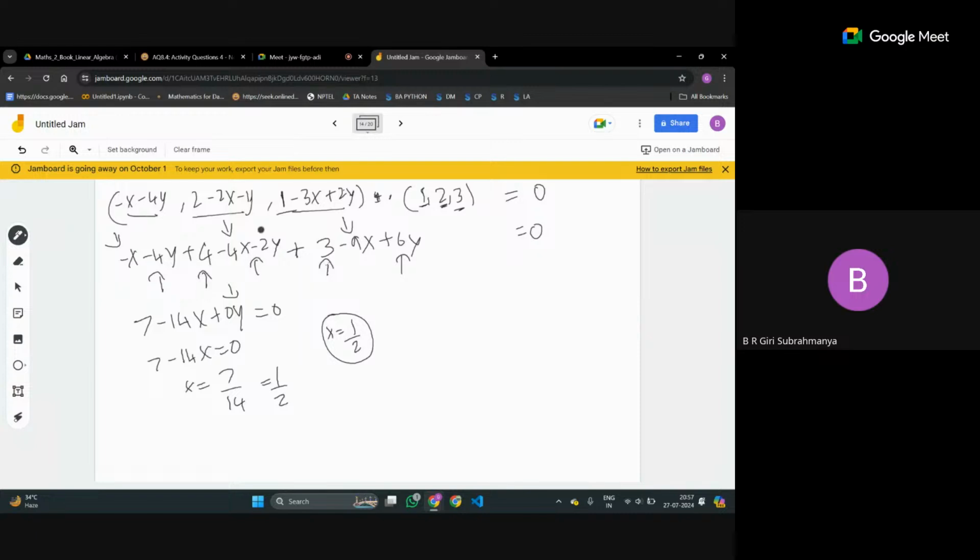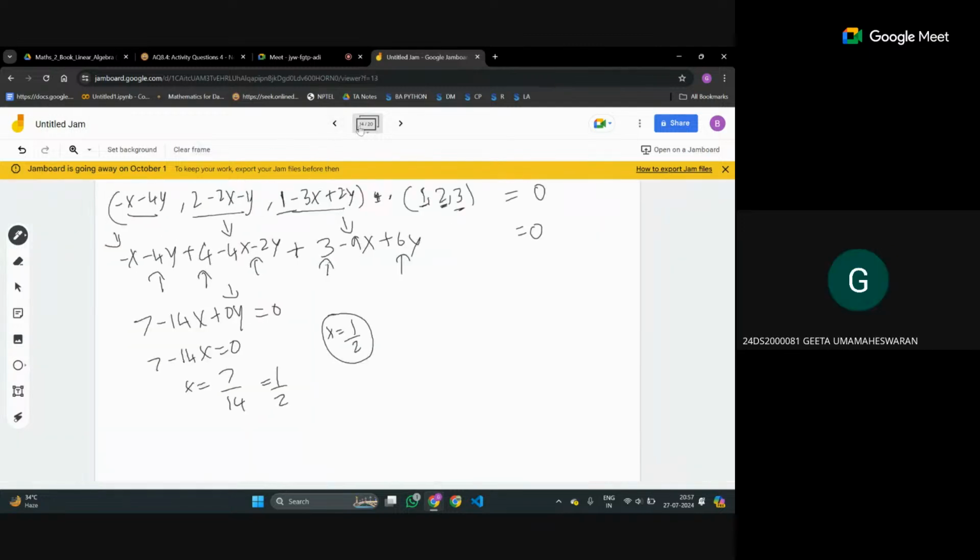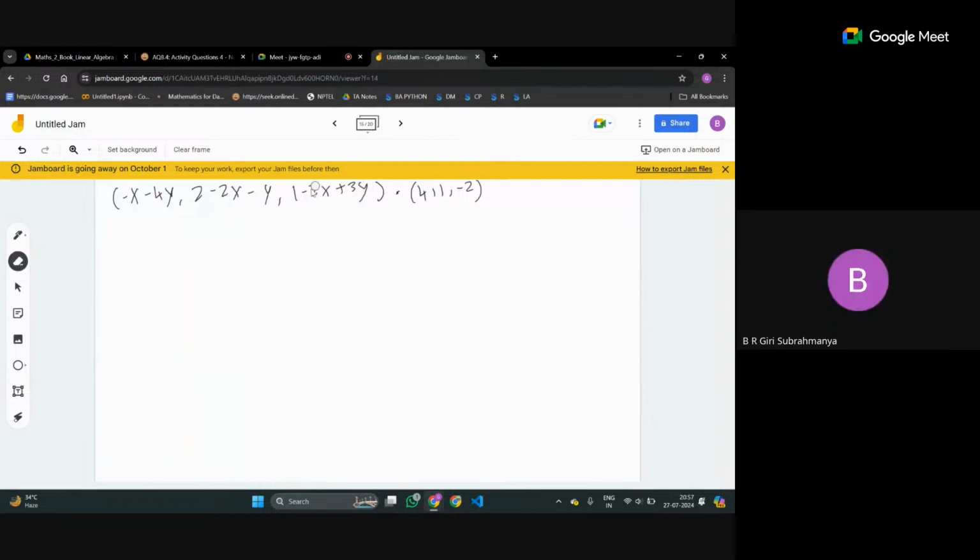If I'm going wrong somewhere with calculation, please let me know. The dot product with the second vector, which was 4, 1 and minus 2. It is 1 minus 3x plus 2y. Yeah, thank you so much. So the dot product of this with 4, 1, minus 2 is going to be 0. So this times 4 will be minus 4x minus 16y.